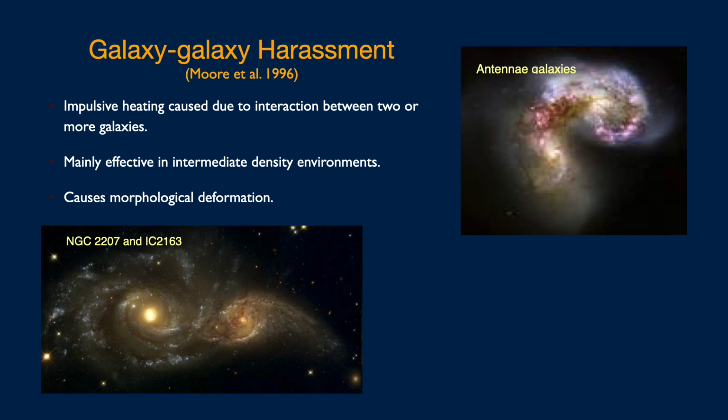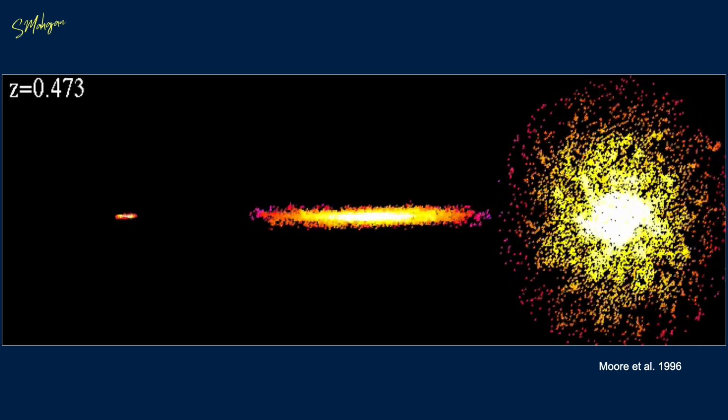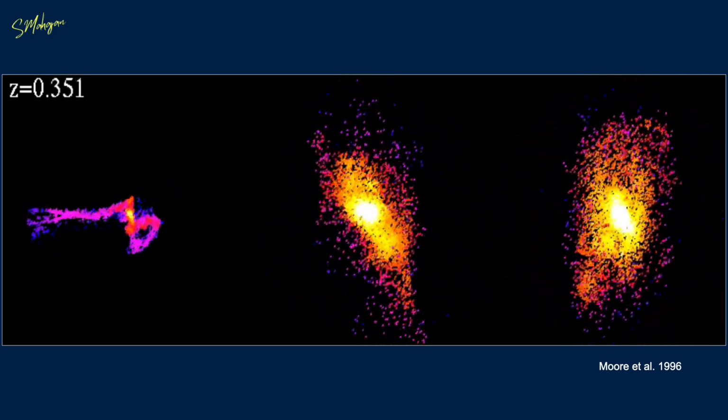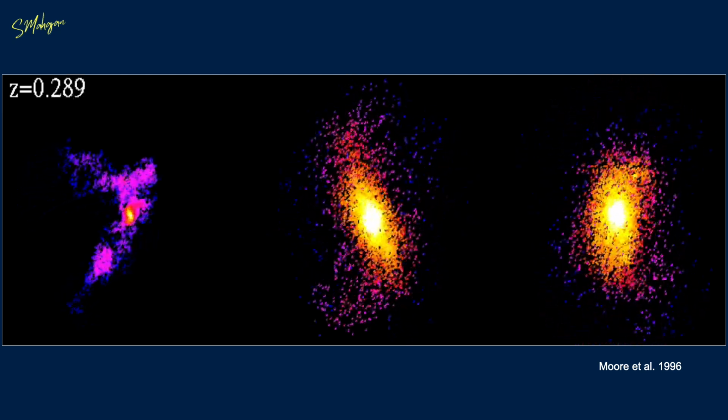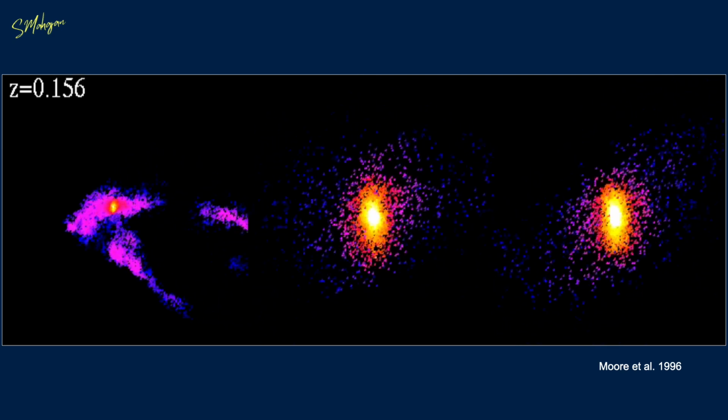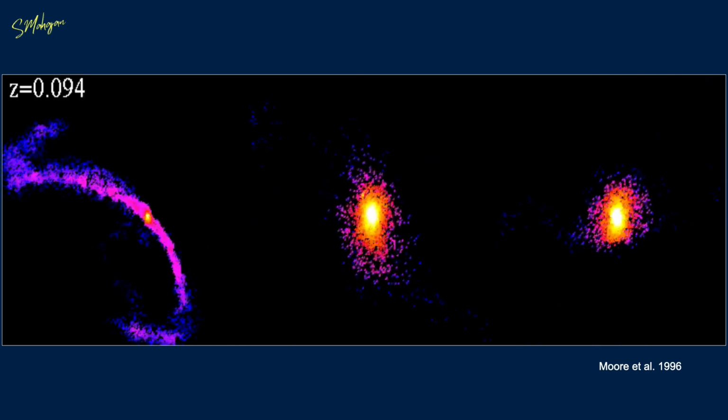But simulations suggest that it is a very important mechanism transforming galaxies, especially in medium density environments such as galaxy groups and the outskirts of galaxy clusters. Here is a simulated example of a galaxy undergoing harassment. The two left panels show gas and stars in the disk from a side view, while the rightmost panel is for the stars in the disk as seen from the top.